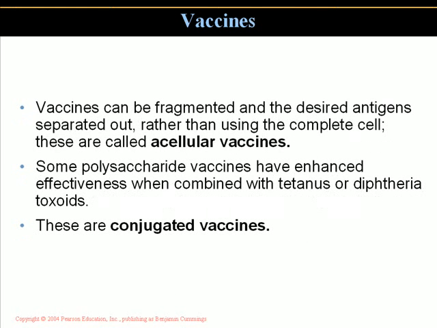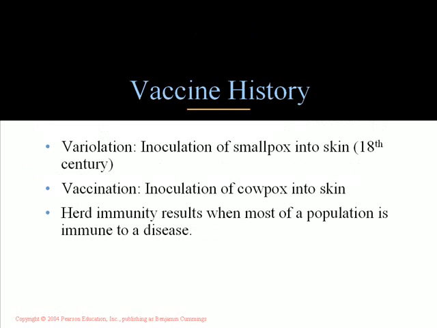Microorganisms can be fragmented and desired antigens separated out, rather than using a complete cell. These are called acellular vaccines. Some polysaccharide vaccines have enhanced effectiveness when combined with tetanus or diphtheria toxoids. These are called conjugated vaccines.